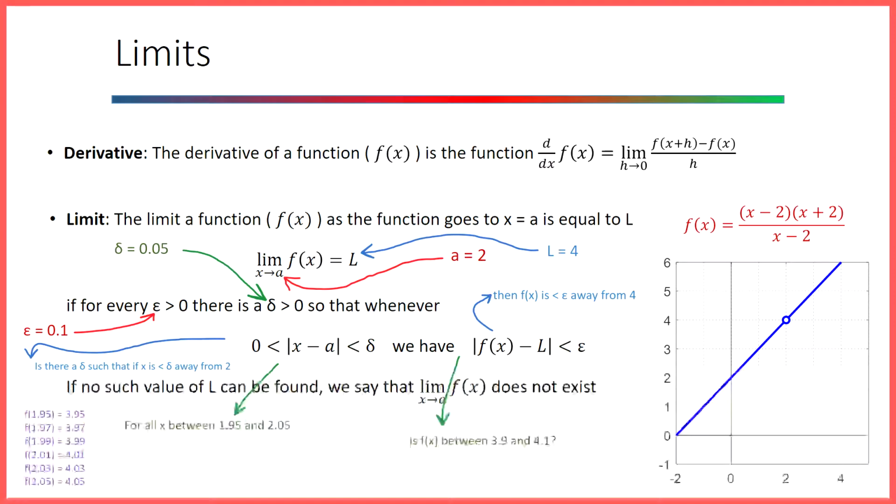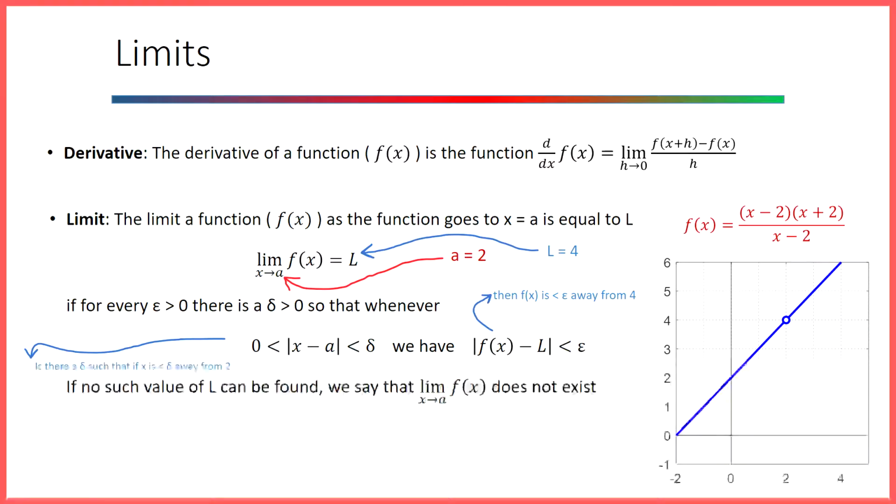But our question isn't just, is there some epsilon and some delta for which this works? It's, can you find a delta that will work for any possible small epsilon that might be chosen? So let's try this again. And this time, let's pick a much smaller value of epsilon, which equals 0.001. So let's similarly pick a smaller value of delta equals 0.0005.